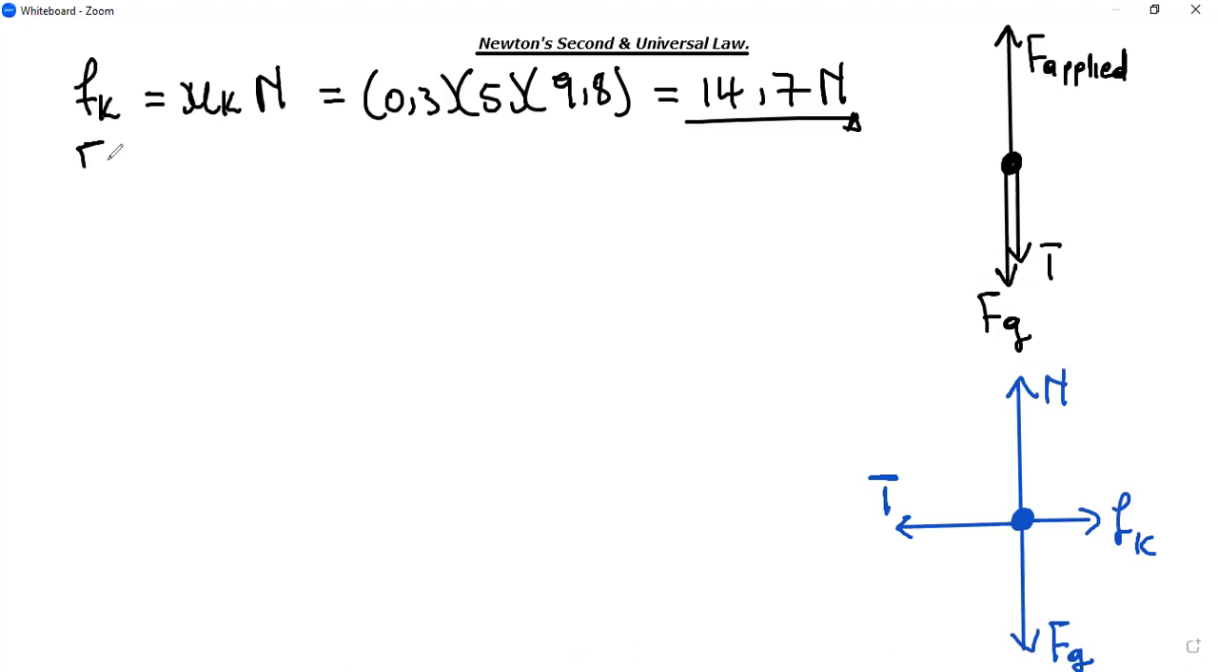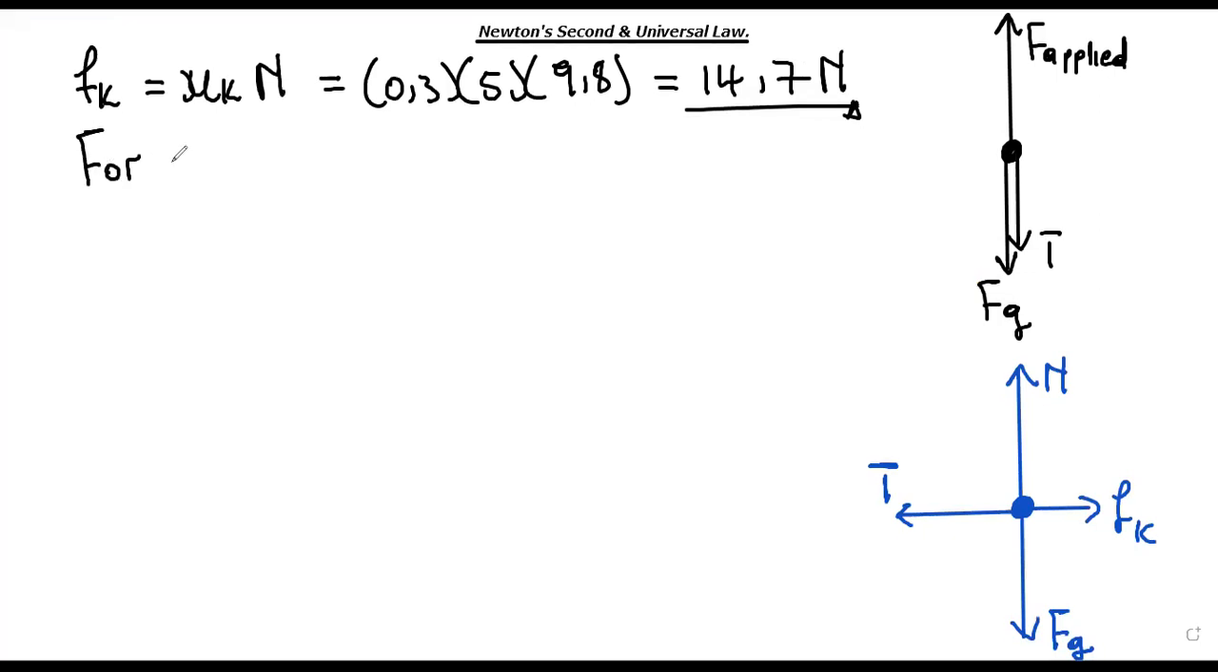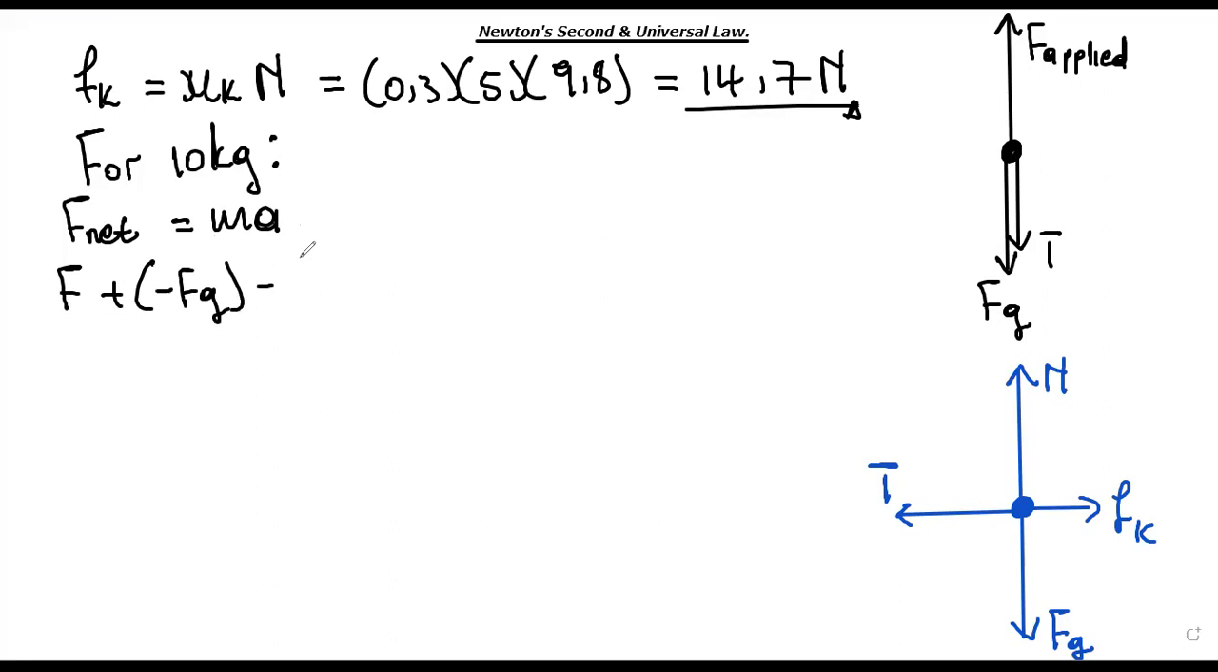Now let's start by considering the 10 kg block, which is block B. We know that the net force acting on block B is equal to MA. But what is the sum of these forces? We have the applied force, which is positive, and then the gravitational force, which is negative, and then the tension force, which is negative as well. Everything is equal to MA.